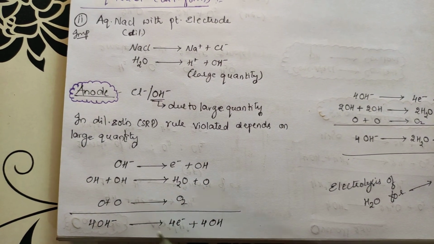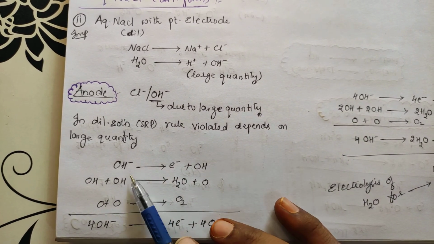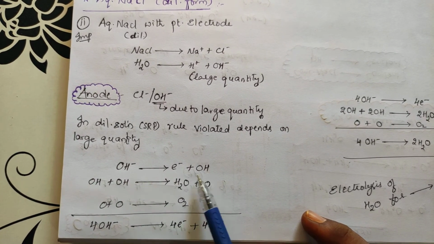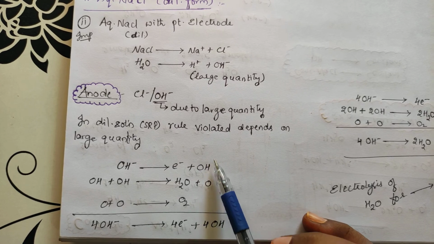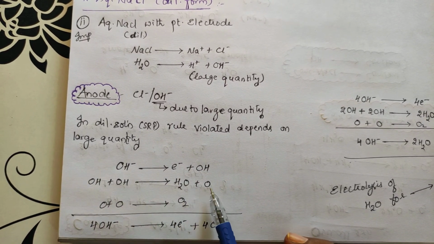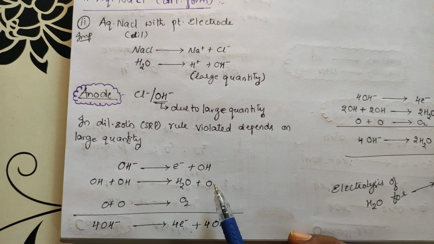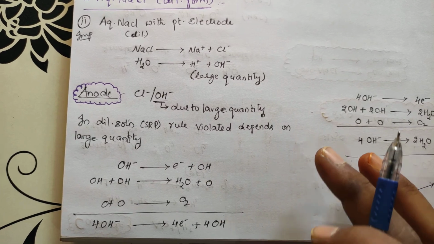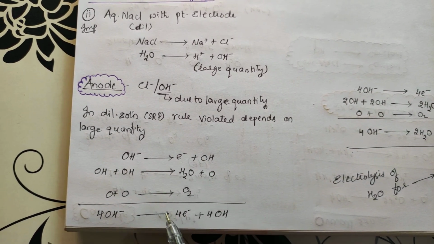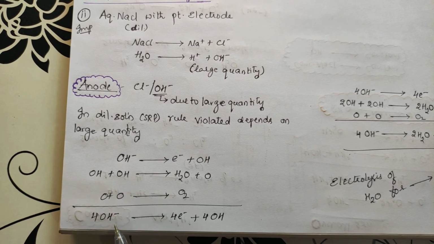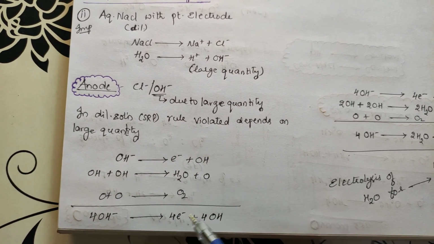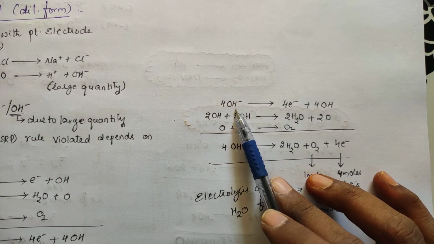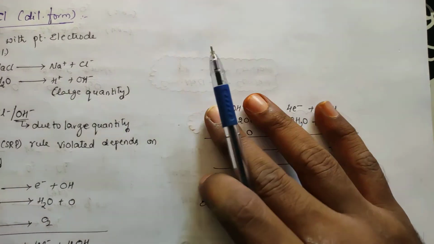Experimentally it was observed that OH minus liberates an electron and gets converted to OH. This OH combines with one more OH and forms a water molecule, liberating nascent oxygen. This nascent oxygen combines with one more nascent oxygen and forms O2. This is the condition. On summing up, don't sum up all these things. If you cancel out all these things, you will get 4 OH minus going to 4 OH with 4 electrons. This is the condition we have obtained here.